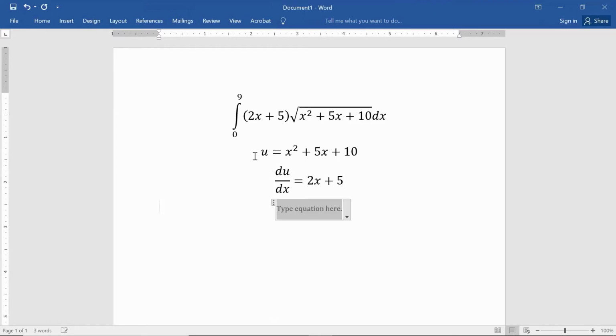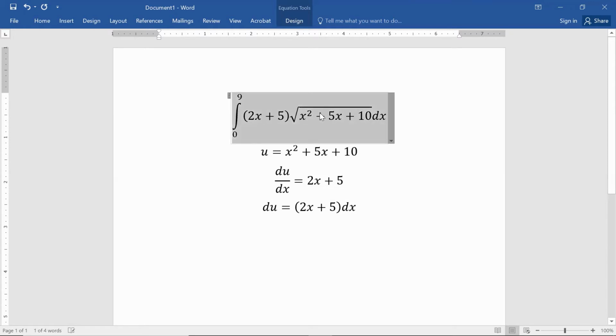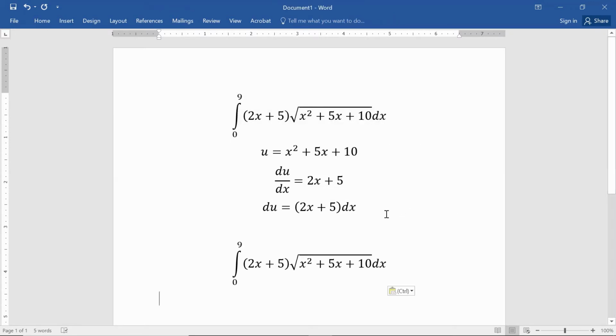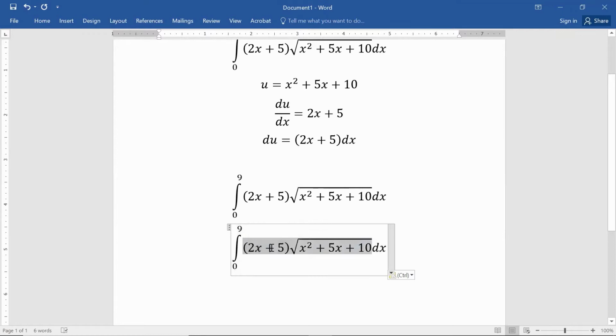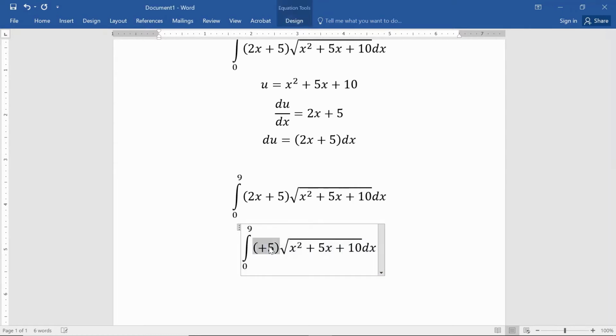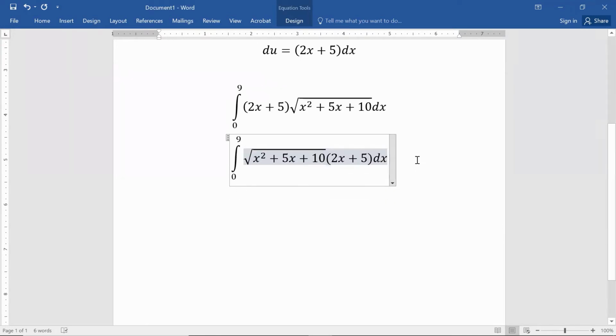That's nice because with my differential exchange, I can replace a 2x plus 5 multiplied times dx with a du. So I take my integration, and I like to rewrite this. I'm going to take the 2x plus 5 component and stick it back next to the dx, just for the sake of it looking nice.